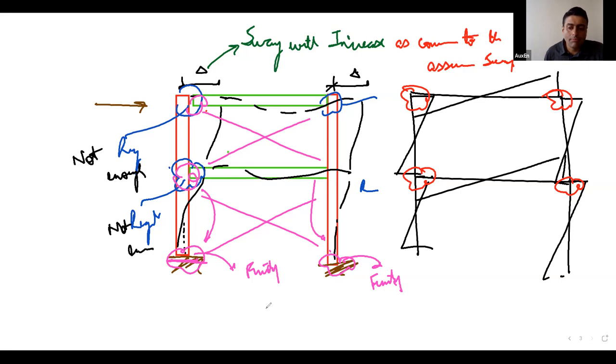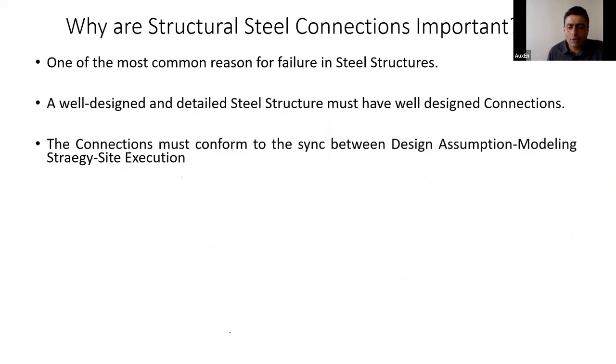Right. So very important that this sync is maintained. I hope you have understood what I wanted to say. We spent significant time on discussing this point, but I think you have understood. Very important point whenever we think about connection design. Okay. So another reason why structural steel connections are very important.